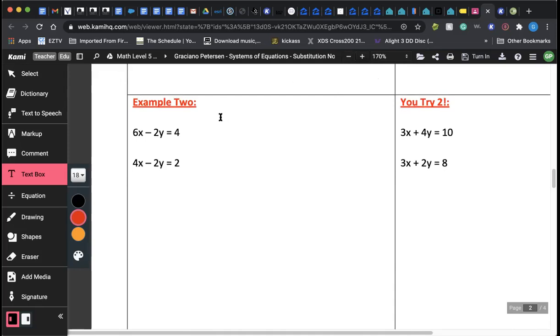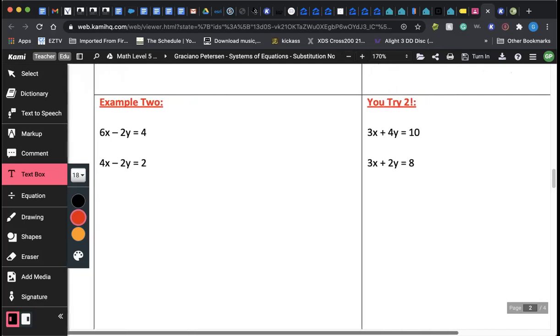All right, so the idea behind elimination is similar to substitution, of course. We want to get rid of one of the variables, right? The only difference is here, what you're trying to do to get rid of that variable is you have to manipulate the whole equation. And then you want to add the two equations together. So right now I have 6x minus 2y is equal to 4, and 4x minus 2y is equal to 2. If I were to add these two equations together, I would not be able to eliminate either of the variables, right? Because when they add together, none of them will equal 0.